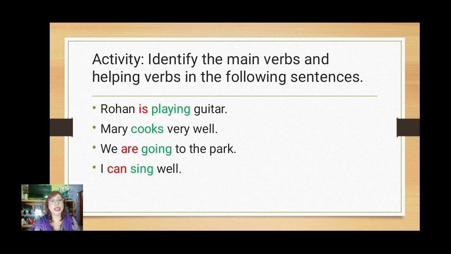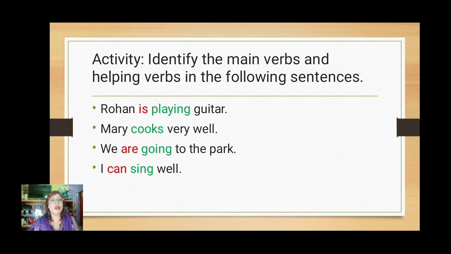Rohan is playing guitar. In this particular sentence, playing shows what? Playing shows the real action. It is the main verb, right? And which is the helping verb or auxiliary verb? Is. Very good. Similarly, look at sentence number 2.